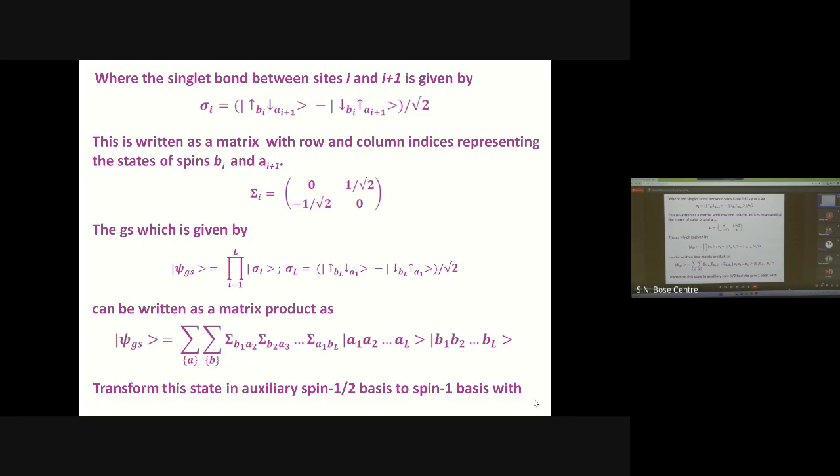Because you have all these singlets and you are taking a direct product, that can be written as a direct product of these matrices sigma A1 B1, A2 B2, A3 B3, etc., up to sigma BL using cyclic boundary condition, and this is the ground state.